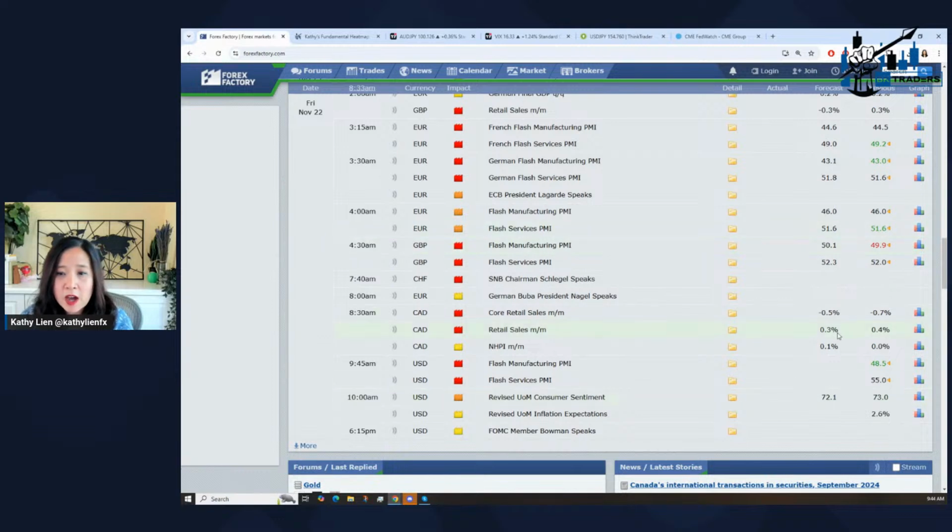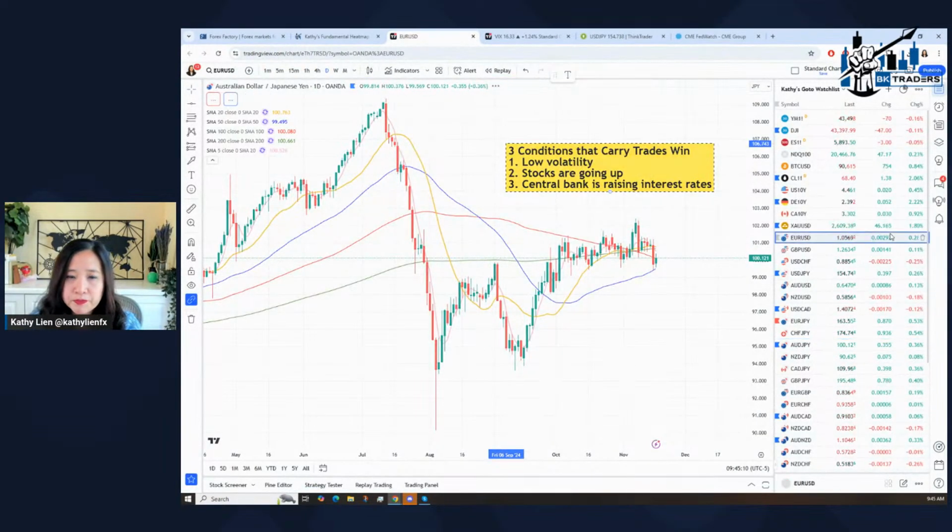And then Canada also has retail sales figures which should probably be stronger because the data has been so good on the jobs front for Canada. So I think that is also something that is important to pay attention to. All right, now let's take a look at some charts.